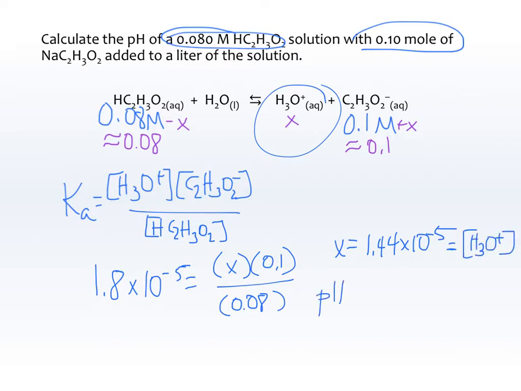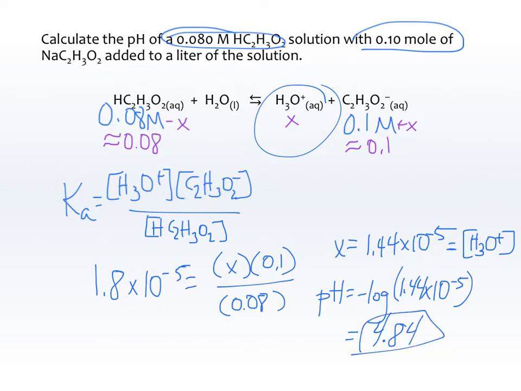So pH is equal to the negative log of H3O+. Since that's 10 to the negative 5, this will be 4.84. And so there's my pH.